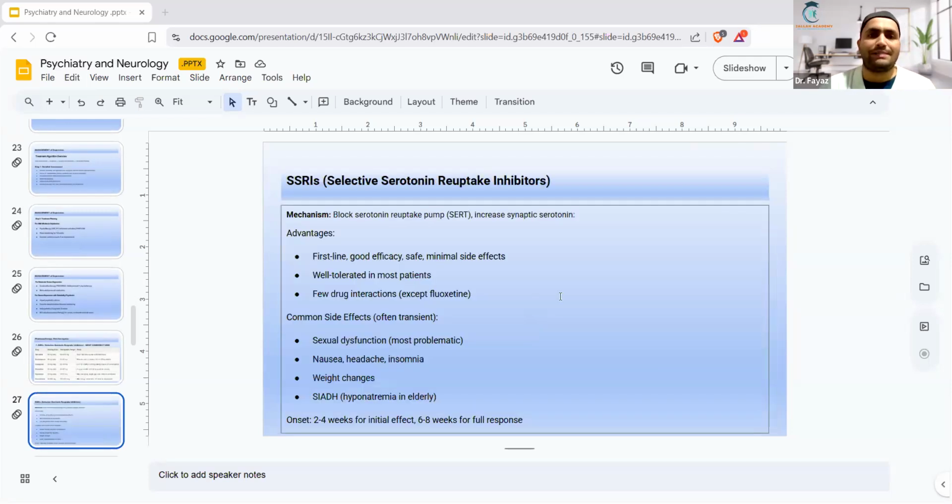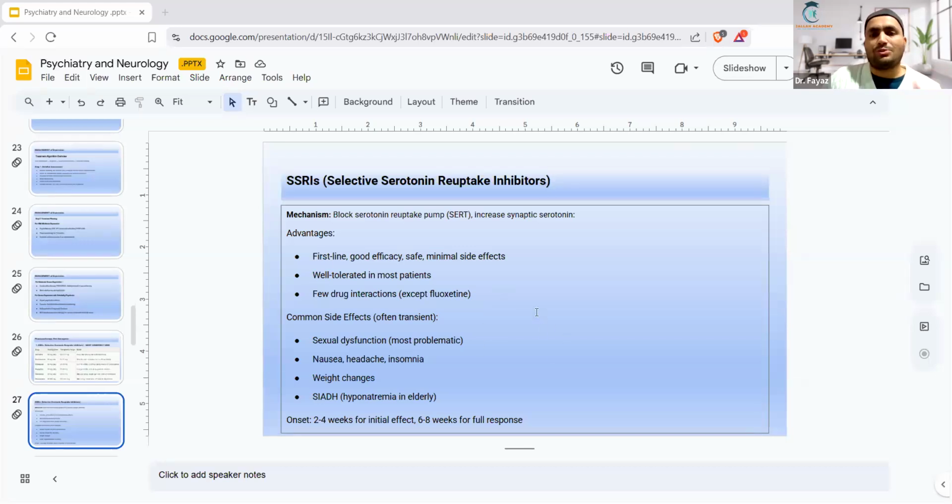Now, how do serotonin reuptake inhibitors work? They block or inhibit the pump that reuptakes serotonin, and in this way, they increase the synaptic serotonin levels. The advantage of using a serotonin reuptake inhibitor is that they are first line. They have been shown to have good efficacy. They are very safe. They have minimal side effects, and most patients tolerate them well. And they have very few drug interactions, except fluoxetine or fluvoxamine, etc. They have some interactions, but other than that, sertraline, citalopram, these have very few interactions.